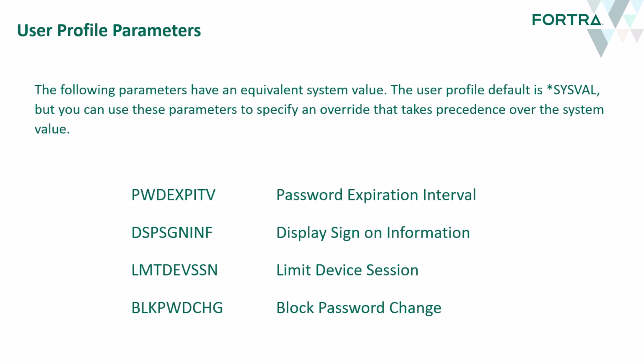The parameters I would like you to focus on and take a look at across your user community are the password expiration interval, because that can be overridden from your system values. The displaying of sign-on information, and this will allow your users to know, hey, did you sign on 15 minutes ago? Because if you didn't, there might be some bad activity happening and you should report it. I talked about the limit device sessions because that, again, can be overridden at the user profile level from what the system value is set to.